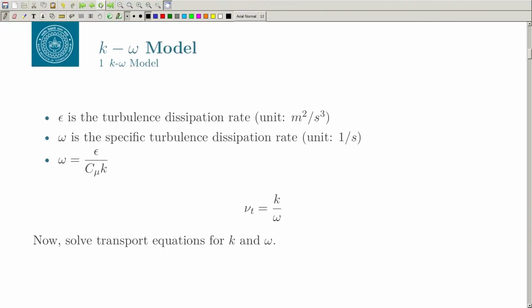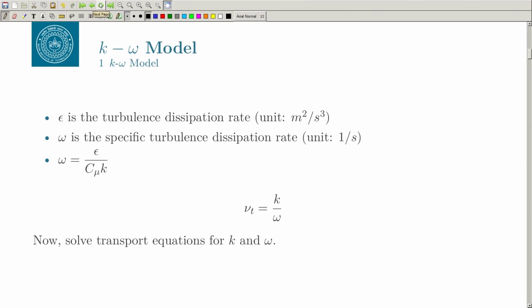Nowadays the k-omega model by itself is not used; what is used is the SST k-omega model. These two models are different: standard k-omega and SST k-omega. We will discuss those models in this class, and we will also find out why standard k-omega is not used in practice in CFD simulations. So, let us look at the standard k-omega model.